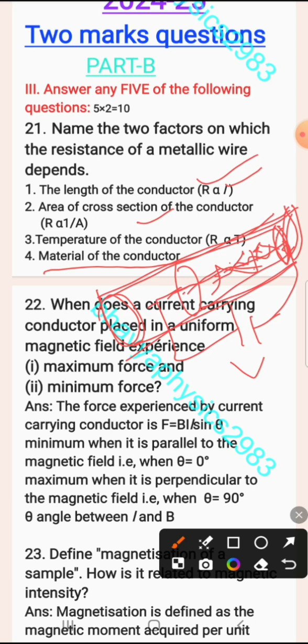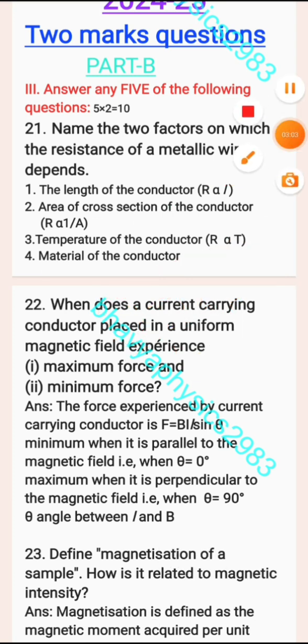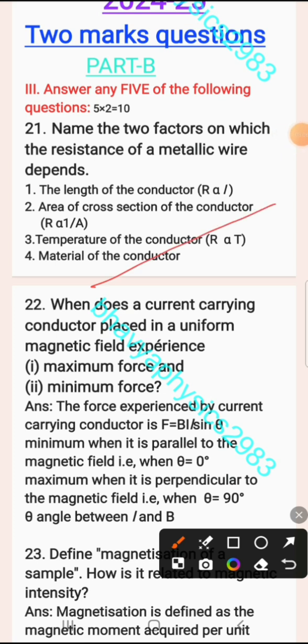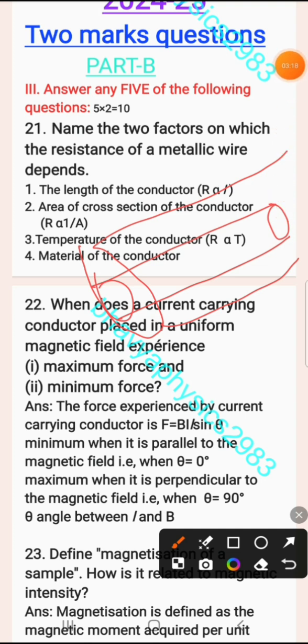And area. If I take a metallic wire which is cylindrical in shape, now if area increases, area is nothing but thickness. If the thickness increases, the number of collisions decreases, because the electrons find more space for movement without collision. Therefore, if the thickness of the wire increases, the collision rate decreases, or resistance decreases. Therefore, as area increases, resistance decreases. So they are inversely proportional.